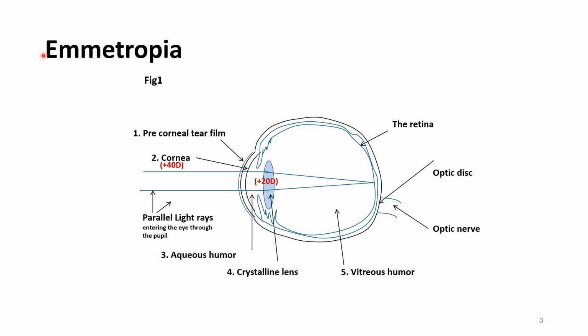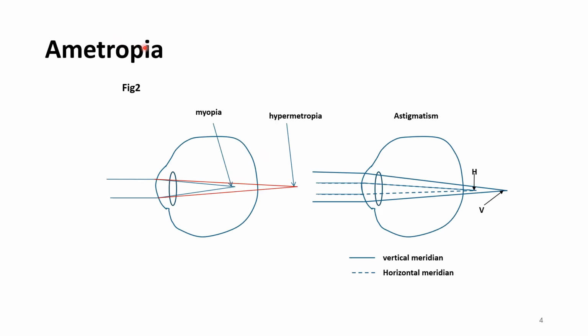In emmetropia, or normal state of refraction of the eye, a parallel bundle of rays that enters the cornea with accommodation at rest gets focused on the retina. In ametropia, or abnormal state of refraction, a parallel bundle of rays that enter the eye with accommodation at rest get focused either in front of the retina, that is myopia, or behind the retina, that is hypermetropia.